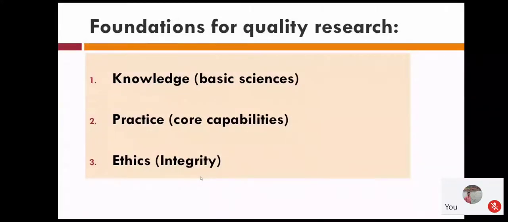The foundations for quality research, I'm telling you, any foundations for quality research, these three basic entities, the fundamental principles, the foundation principle for quality research is knowledge. If you don't have knowledge, suppose, I'm giving an example for you. You are conducting a research survey on, maybe you think, hypertension or diabetes mellitus, whatever it may be.